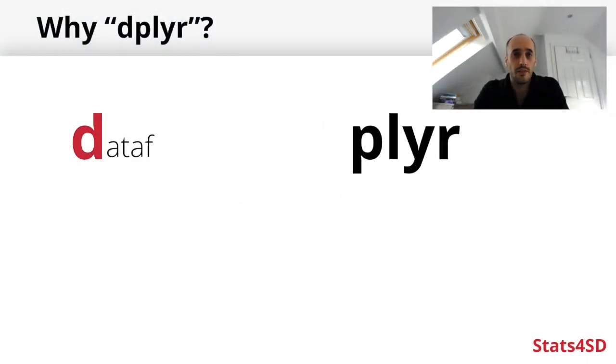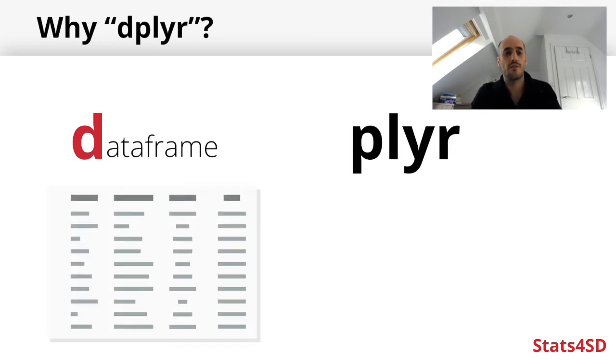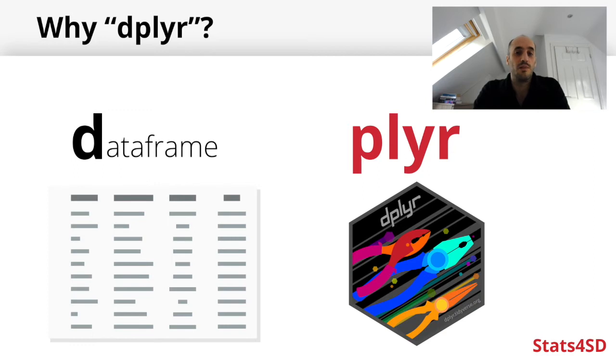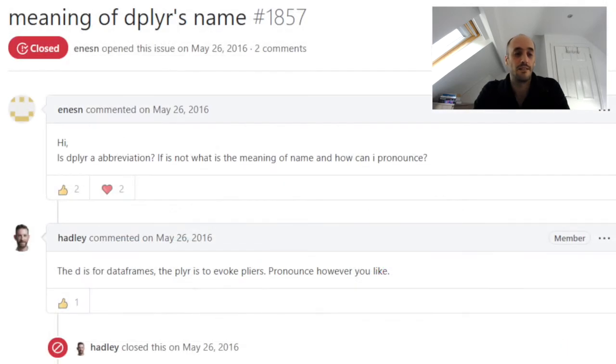Well, the D stands for data frame, which is a class of objects used to store data in R. And the functions in dplyr work on data frames. For plyr, it was actually chosen to evoke pliers, because the functions in dplyr act a bit like pliers for data frames. For the pronunciation, by the way, I say dplyr, but the people who made the package said explicitly that you can pronounce it the way you want.